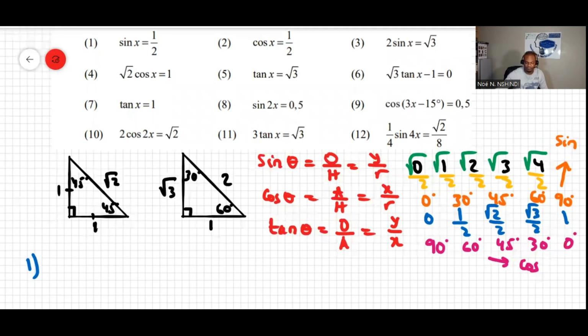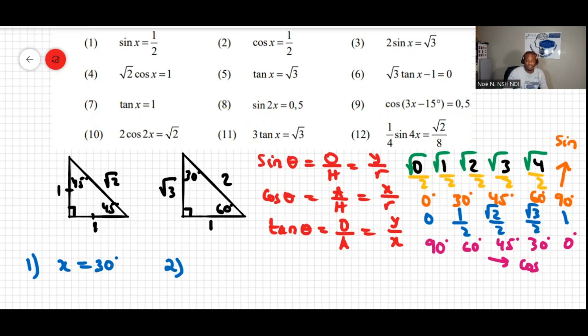So I have a half here. Sine of x is equal to a half. I can look here, a half. So I know sine of x, therefore x must be 30 degrees. So x here must be equal to 30 degrees if I want to solve it without the calculator.